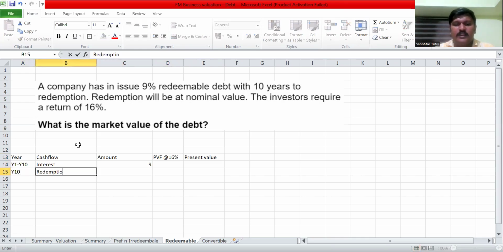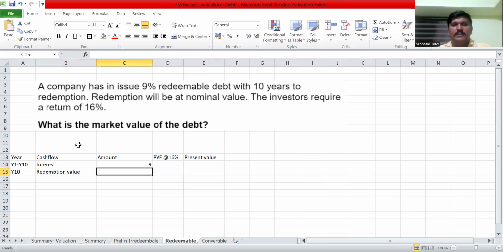Now at year 10, this would be your redemption value. You are redeeming it in year 10, so you will have a redemption value here. What will you consider? 100. It's redeemed at nominal value, not at a premium or discount. So we are taking the nominal value as 100 here.